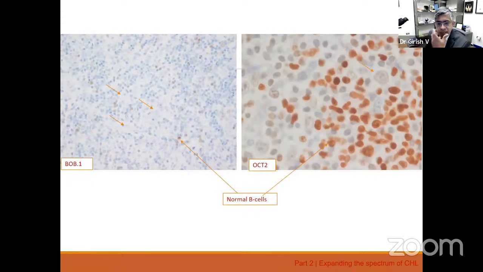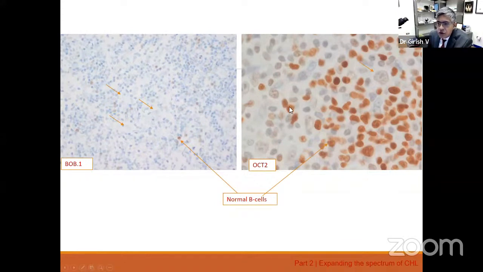And I'll show you even more B cell markers. The 2 brothers, OCT2, BOB1. So this is BOB1, it is missing. The background B cells are expressing BOB1. So every time I look at a stain, I will make sure that your internal controls are working properly. This BOB1 actually is not suboptimal. That's the truth. You shouldn't have such weak BOB in the background B cells.